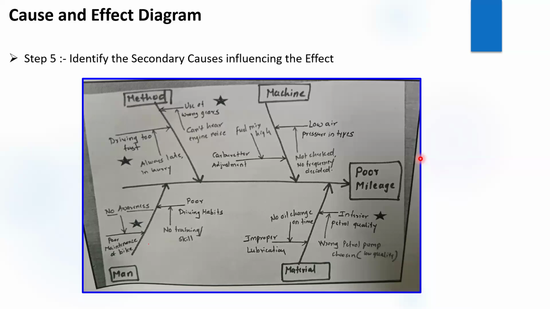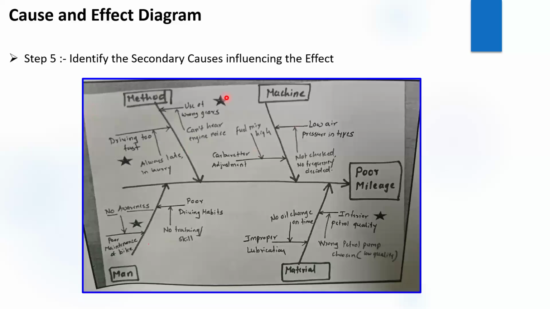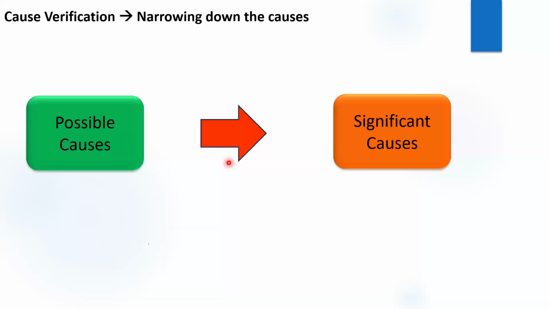So this is a brainstorming. Whatever came to my mind, I wrote down there. So that is the correct approach. That is called cause verification. Now these are called possible causes. These all are called possible or potential causes. But we need to go from the possible to the significant causes.